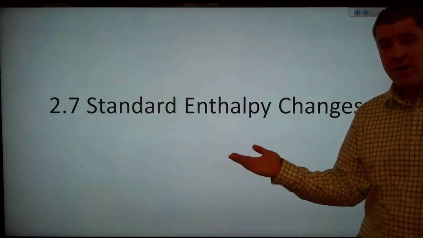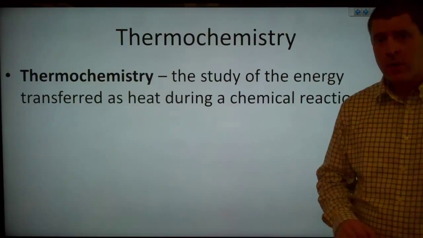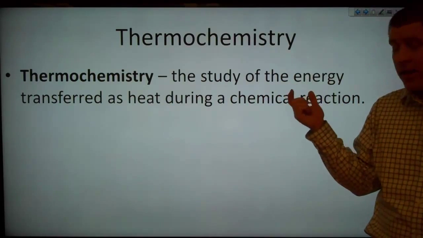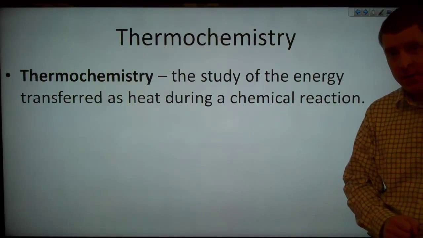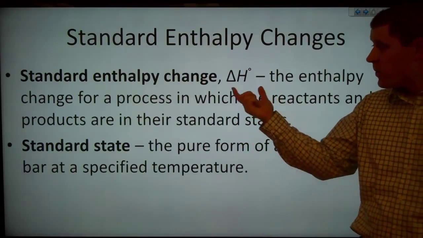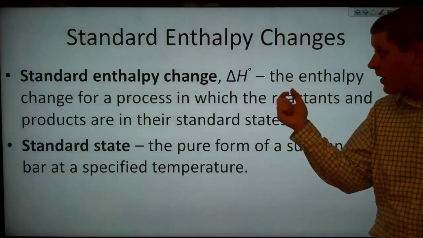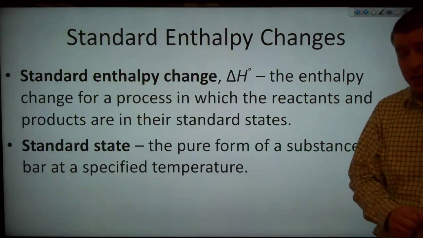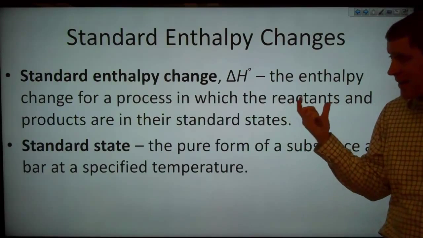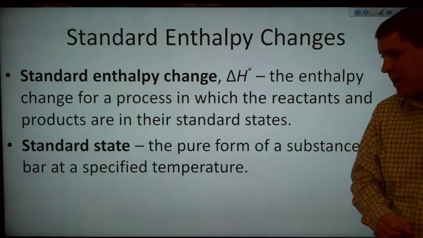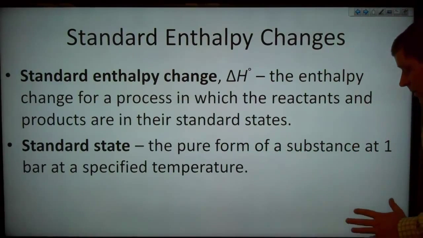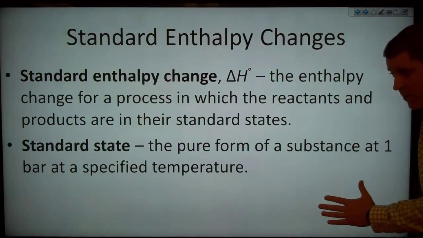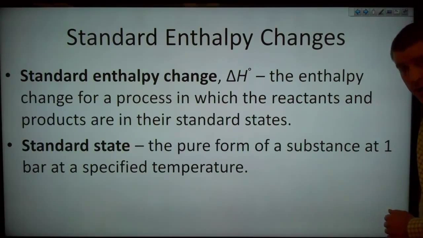Welcome to Standard Enthalpy Changes. Thermochemistry is the study of the energy transferred as heat during a chemical reaction. The standard enthalpy change, which we symbolize ΔH°, is the enthalpy change for a process in which the reactants and products are in their standard states. Now, the standard state is the pure form of a substance at 1 bar at a specified temperature.